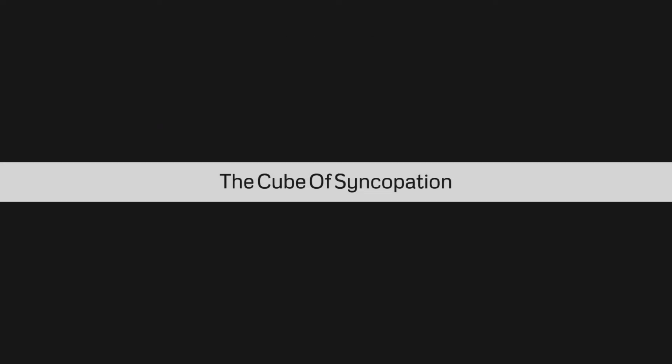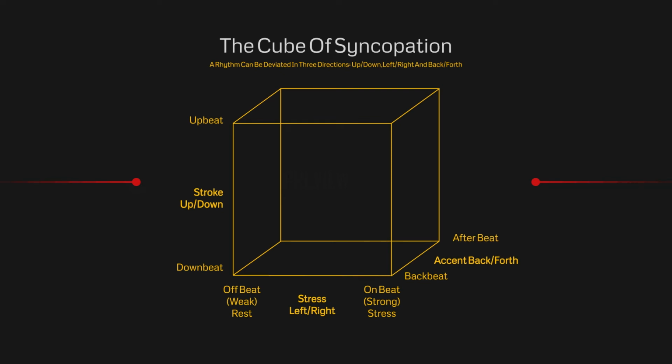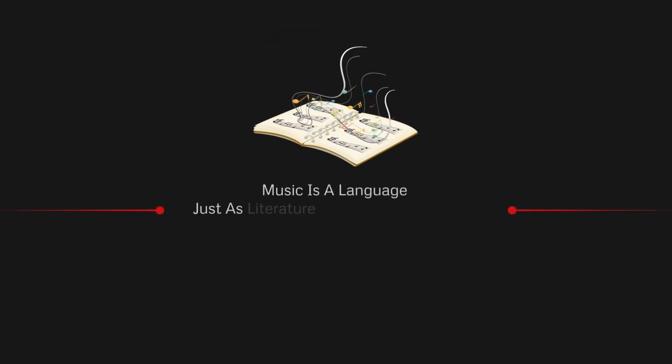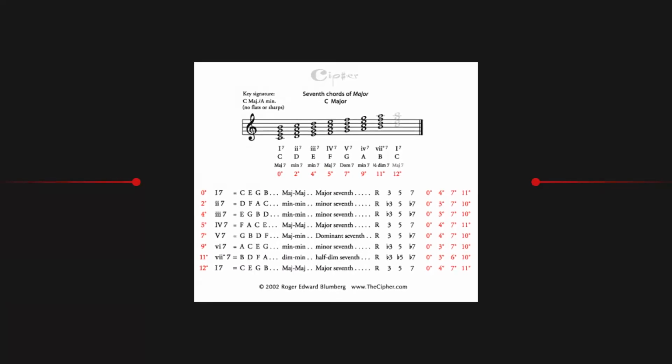The cube of syncopation. A rhythm can be deviated in three directions: up, down, left, right, back, forth. Tridimensional music, melody. Music is a language. Just as literature is written with words, music is written with melody. In literature, writers use the ABC. In music, the do, re, mi, fa, sol, la, si.